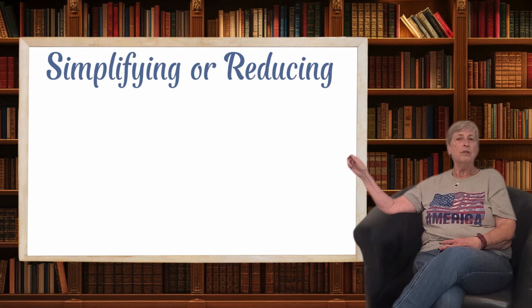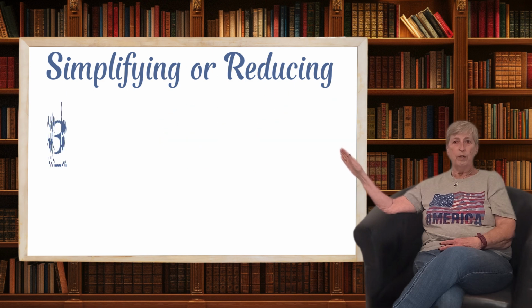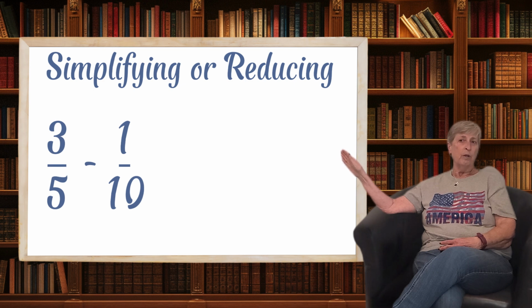Alright, let's look at a subtraction problem now. Here we're going to throw in a little bit of extra. Okay, we have 3/5 minus 1/10. Now this is kind of like simplification in reverse. 3/5 and 1/10 do not have the same denominator.